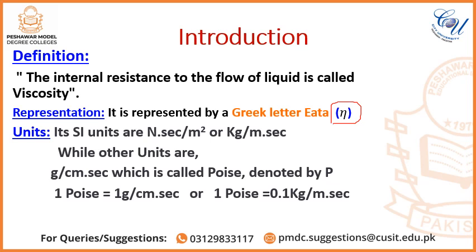Now, units of viscosity. Dear students, the SI units of viscosity are Newton second per meter square or kilogram per meter per second, while other units of viscosity are gram per centimeter per second. This unit is also known as poise, which is represented by P, where 1 poise is equal to 1 gram per centimeter per second, or 1 poise is equal to 0.1 kilogram per meter per second.